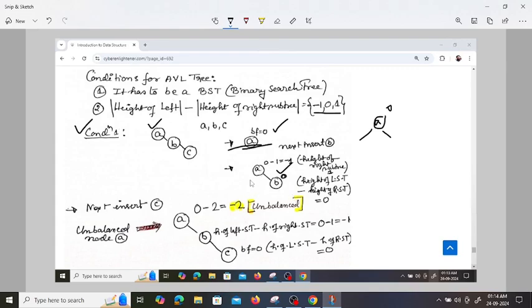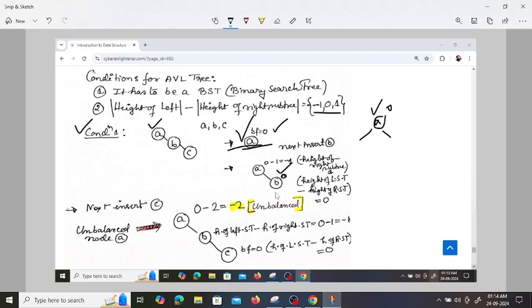Whereas for A, there is no left subtree but the right subtree height is 1, from A to B. When A is a single node, the height of the left subtree and the height of the right subtree are both 0, and the balance factor is 0 minus 0, which is 0.